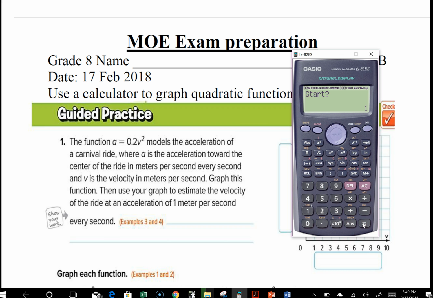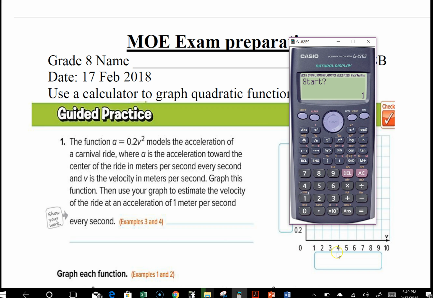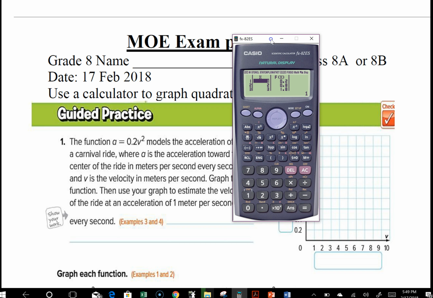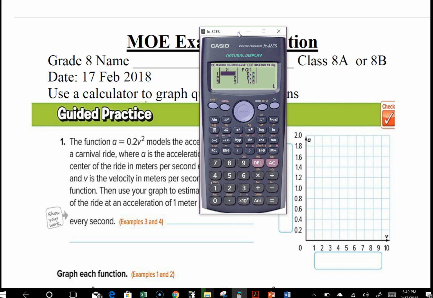Equal. Now it says, where do you want to start? We're going to look at the graph here, and the graph has 1, 2, 3, 4, 5, 6, 7, 8, 9, 10. I'm going to go ahead and start at 1, and I'm going to go all the way to 10. Step is 1. Cool. So when x is 1, f of x is 0.2. When x is 2, f of x is 0.8. So we can go ahead and put a few of those in here.